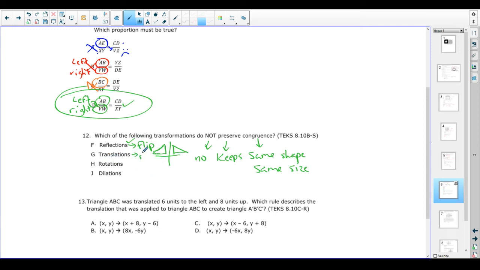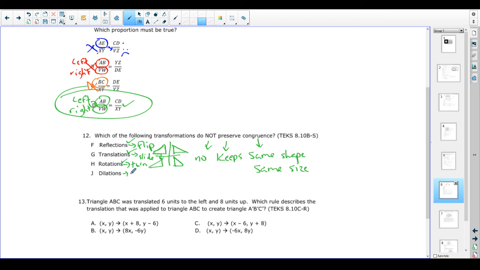Translation just means to slide. So if I took my original triangle and I just moved it, right? Still the same triangle, just in a different place. So this preserves congruence as well. Rotation just means to turn. So if I turned this triangle, right, it'd be facing a different way, but it's still, again, the same triangle.